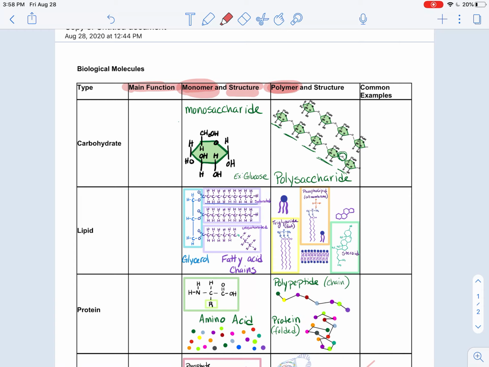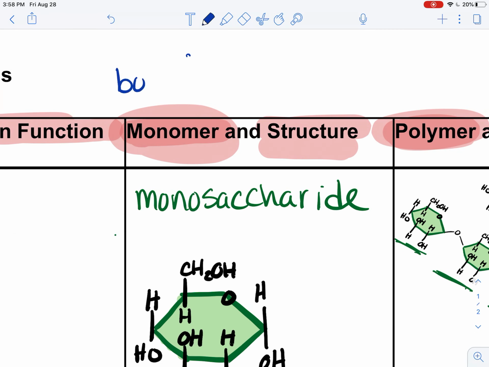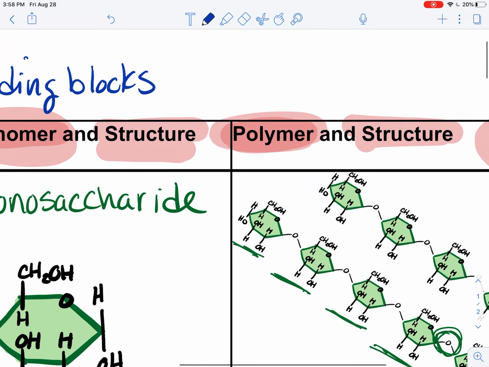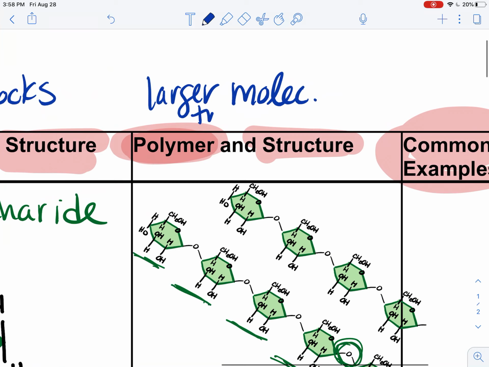We're going to talk about polymers, which are the larger molecules that are made up of the building blocks and what they look like. And then we're going to talk about common examples. So just to reiterate, monomers are our building blocks. You can think of them as the Lego pieces to whatever you're building. So each of the blocks that you need to put together in order to make your larger molecules. And polymers are your larger molecules that you made from your building blocks.